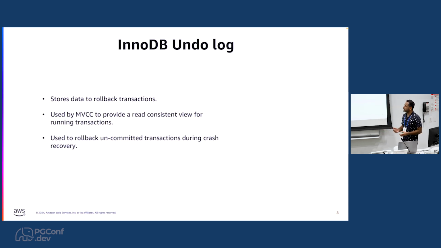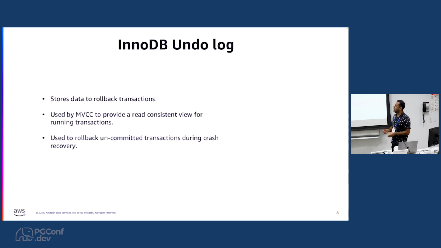Now, why does MySQL need an undo log? Unlike Postgres, MySQL doesn't copy a row if you update it. It updates it in place, which means if you need to undo a transaction, you actually need information on how to undo it. And there are two main places where undo log is used.